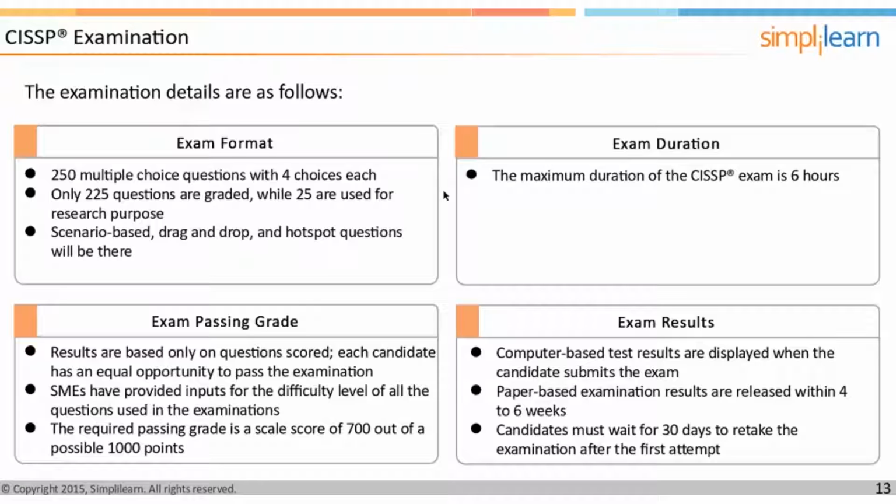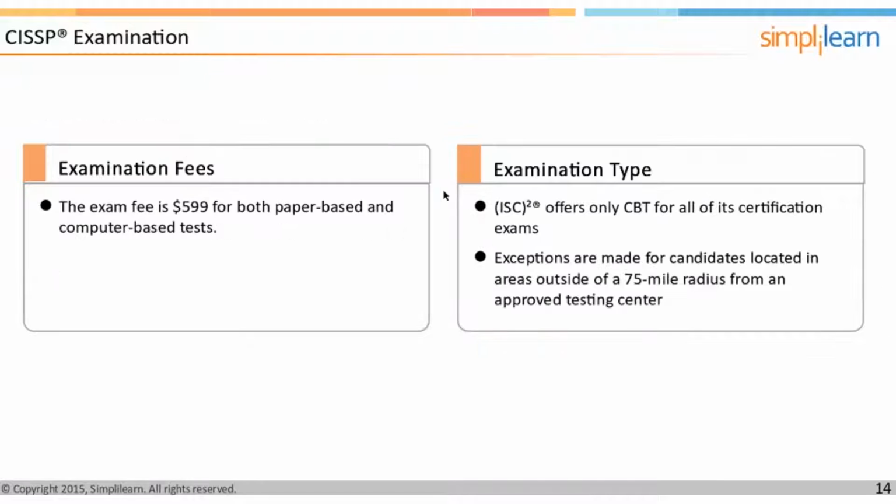All right, I would assume that most of you will be taking a computer-based test instead of a paper-based one. As soon as you complete your exam, you should be able to find out whether you passed or failed. The results will be announced immediately. The examination fee is $599 for both the paper-based and the computer-based tests. Most of you, I would assume, would be taking the CBT. Paper-based is only allowed if there is no approved testing center within a 35-mile radius.